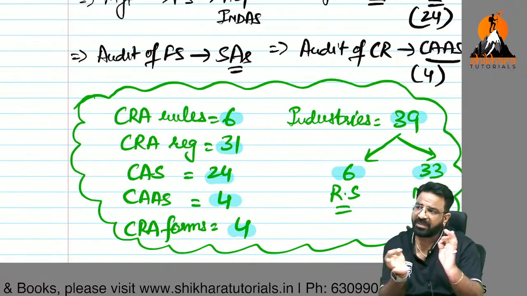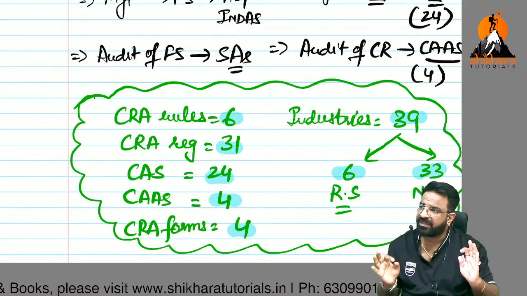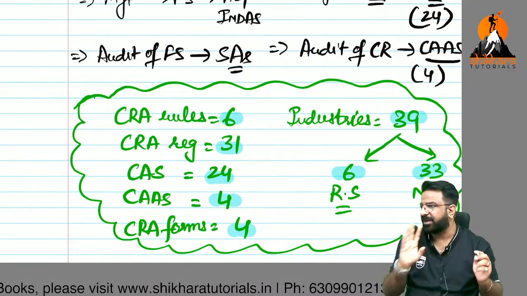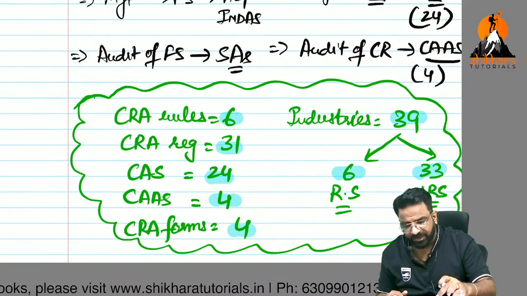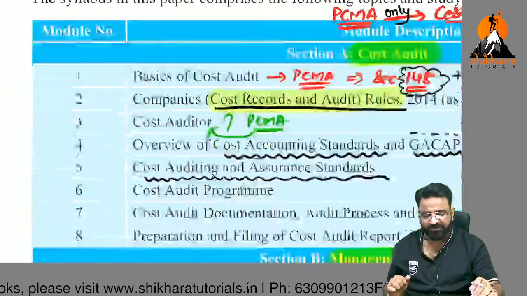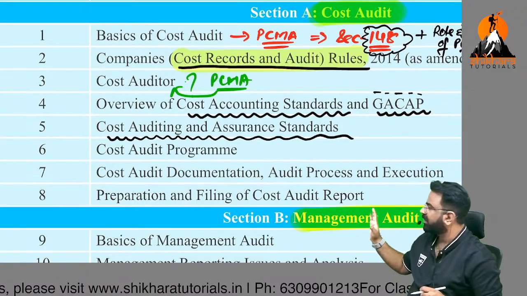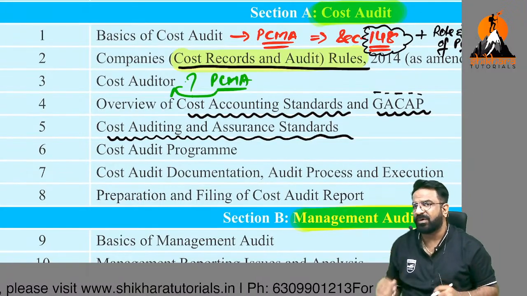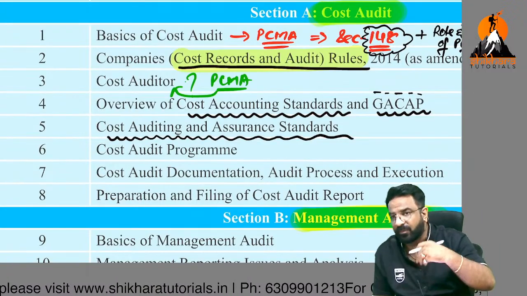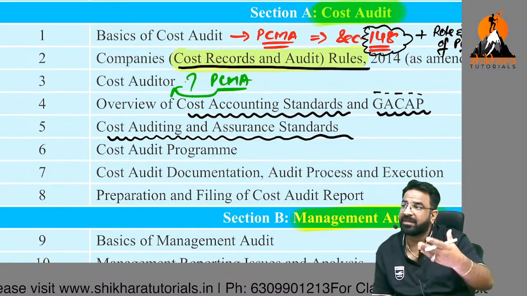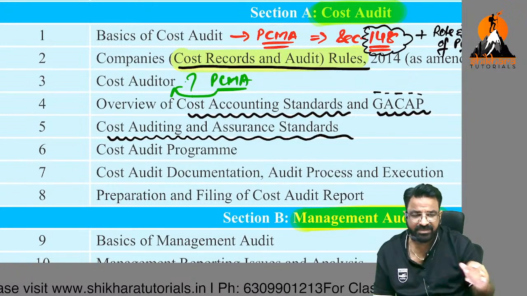And how many registers do we have to maintain? 31. So this is the total world within which we operate. Are you getting the point? That is the purpose of chapter number 4 and chapter number 5. I hope you don't have any doubt in chapters 4 and 5. In 4, what are we going to learn? Cost accounting standards. And in 5? Cost auditing and assurance standards. I hope everything is clear.